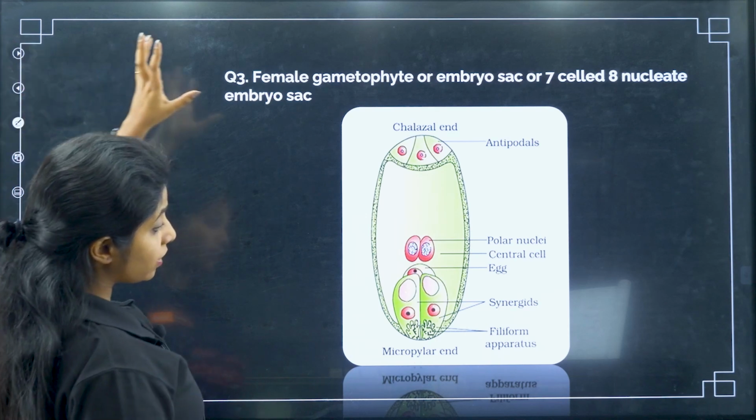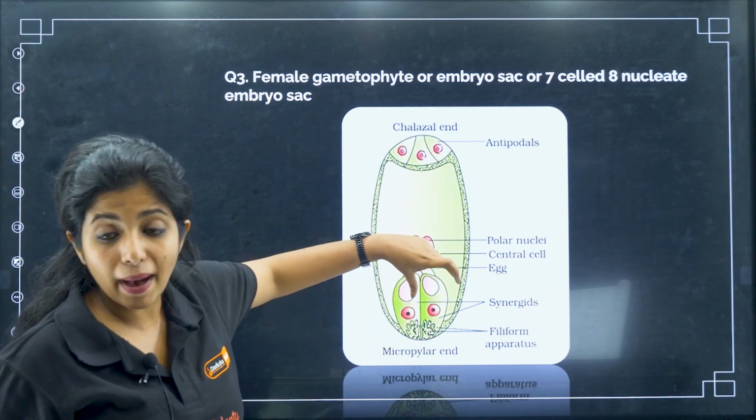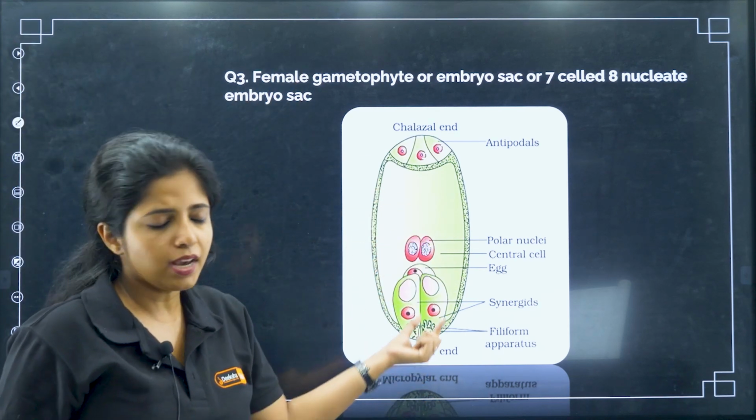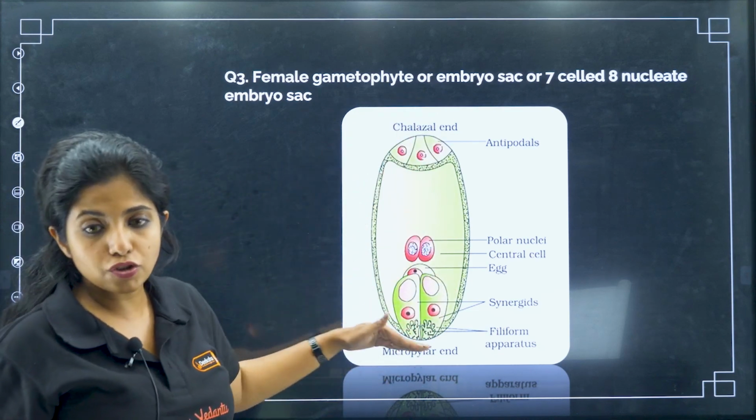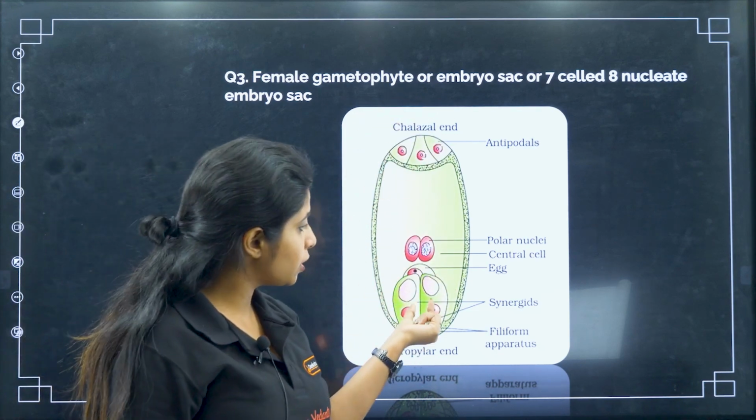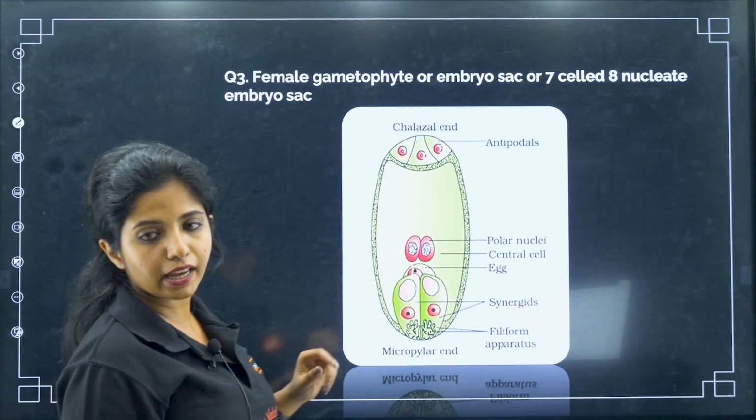So at least you should be having this in your head, and wherever the egg apparatus is there, there you have the micropylar end. So from the micropylar end, if you are asked to draw it properly, first come synergids, then the egg cell, then the central cell, and then the antipodals.